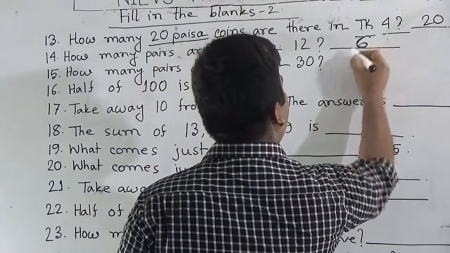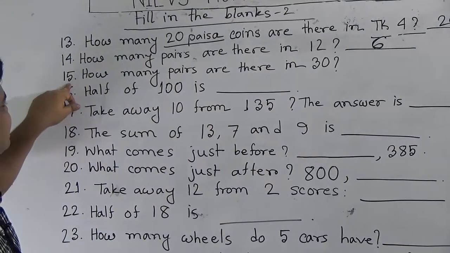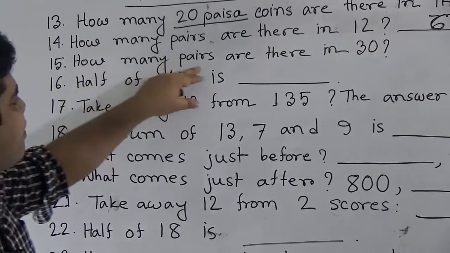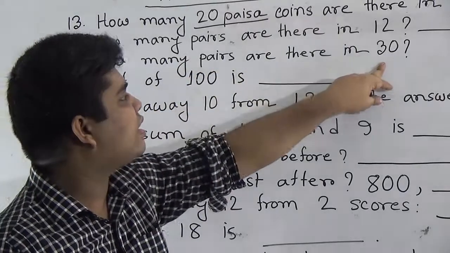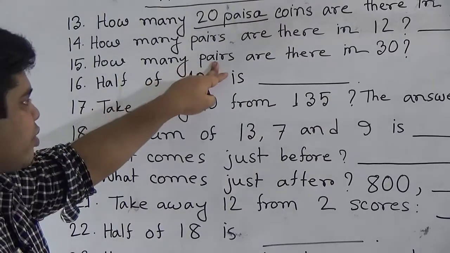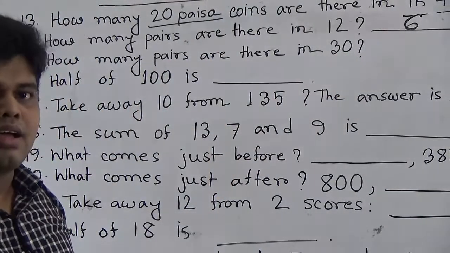I hope you have understood question number 14. Question number 15 is similar to question number 14. That means how many pairs are there in 30? We have already known that one pair equals two things. That means we divide this 30 by 2 and we get the answer.